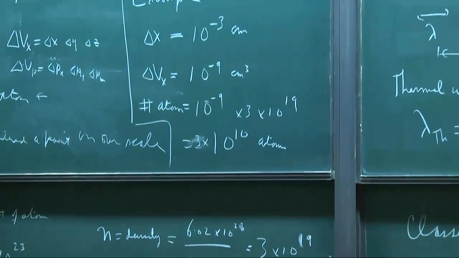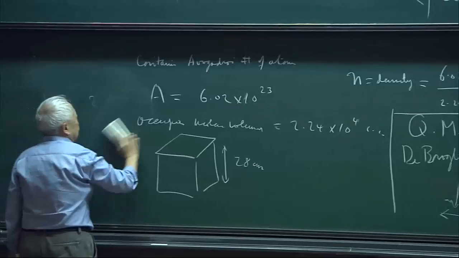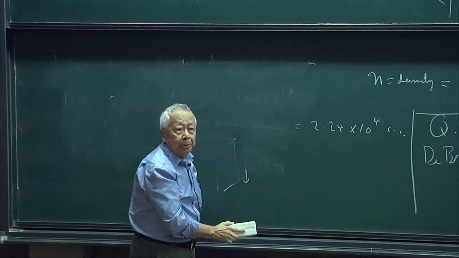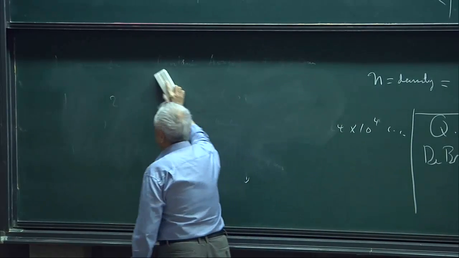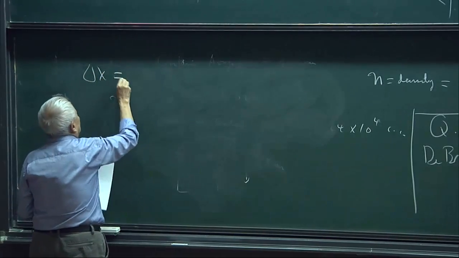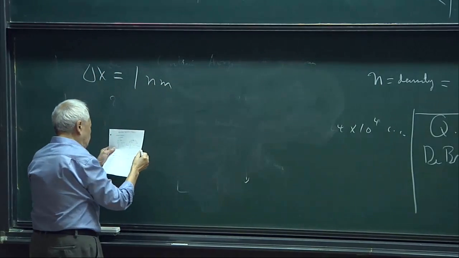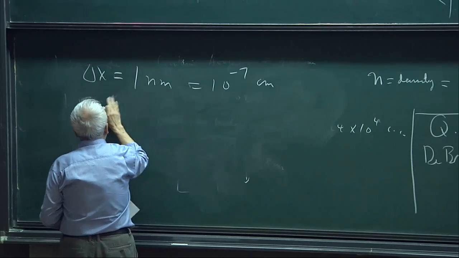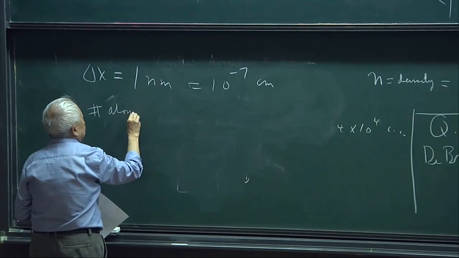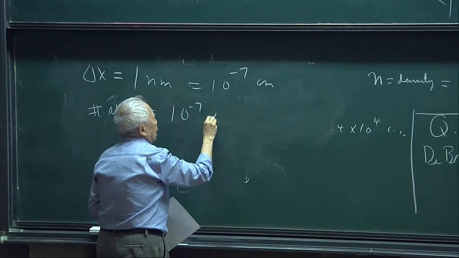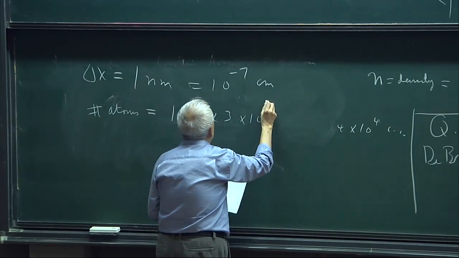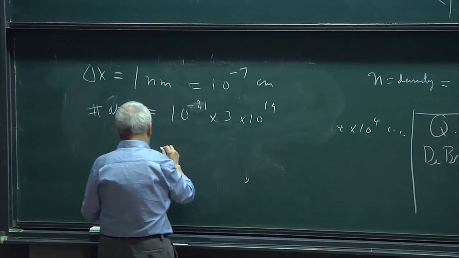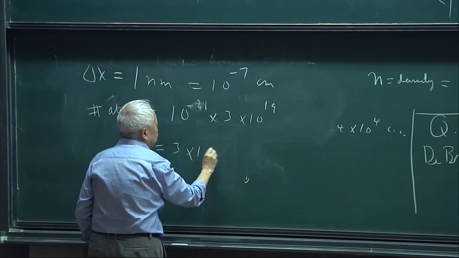Suppose you choose another volume element, with all the present emphasis on nanotechnology. Suppose that I choose this delta x as 1 nanometer. So we choose delta x equal to 1 nanometer, which is equal to 10 to the minus 7 centimeter. And the number of atoms in that volume will be 10 to the minus 7 times 3 times 10 to the 19th. No, not 10 to the minus 21. You cube it. So you get 3 times 10 to the minus 2.